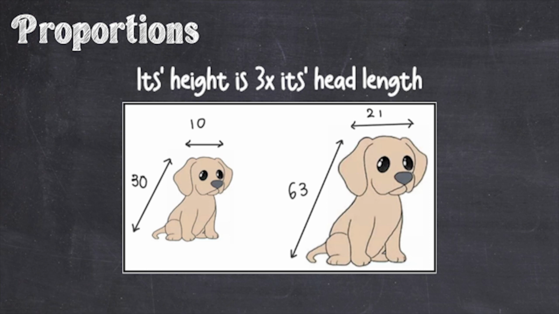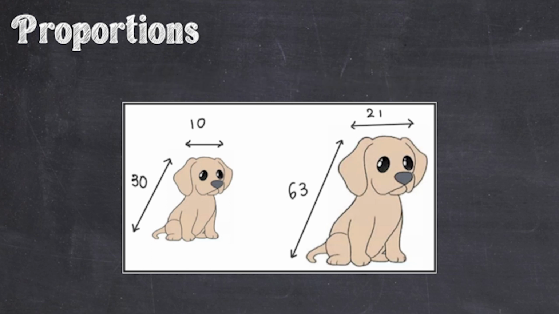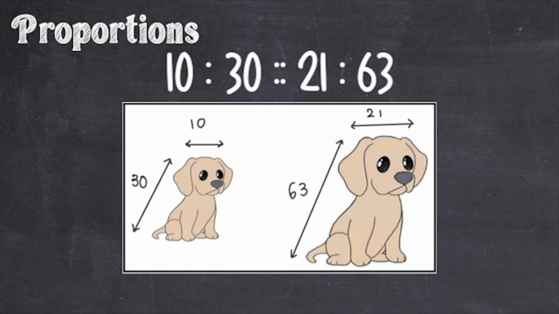We know that a bigger dog of the same breed with a head length of 21 centimeters would have a height of 63 centimeters because its height is still 3 times its head length. We can write out that proportion like this. 10 to 30 is proportional to 21 to 63.